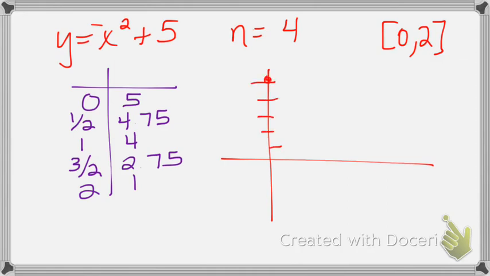So there's 0, 5. There's going to be my half, my 1, my 3 halves, and so on. So at a half it's 4.75, so just a little bit below the 5. 1 is 4. 3 halves is 2.75. 2 is 1. It kind of looks like a line, although it's not a line, it's a parabola. Everybody good so far?